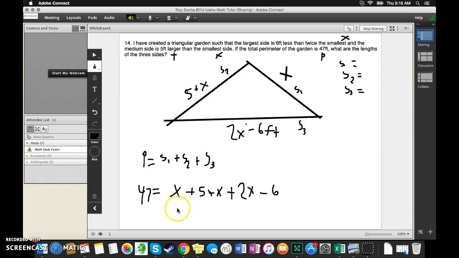Now we can solve. We can say x plus x plus 2x, right? So we're going to combine like terms. Remember that. That's a basic algebraic operation. We're combining like terms. Each of these has a 1 in front. 1 plus 1 plus 2 is 4. And the x is still there. Then 5 plus the negative 6 is minus 1.